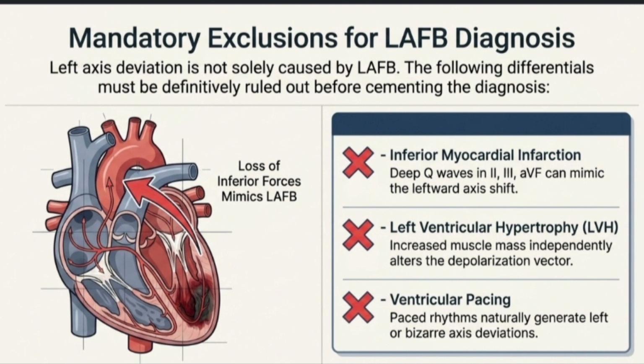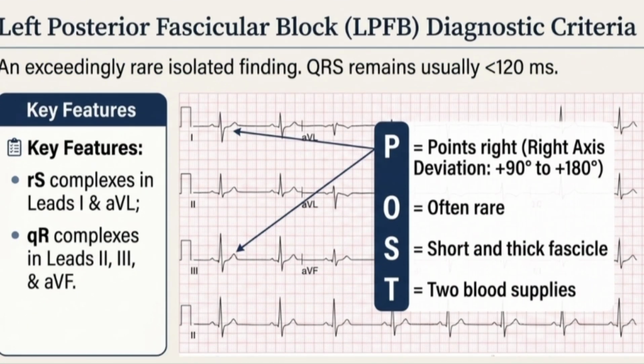Mandatory exclusions for LAFB diagnosis include other problems as well. Because left axis deviation is not only caused by LAFB, you should look for inferior MI, which may have deep Q waves in 2, 3 and aVF. It may mimic leftward axis deviation. Left ventricular hypertrophy, increased muscle mass, independently alters the depolarization vector, and ventricular pacing naturally generates left or bizarre axis deviations. Loss of inferior forces will mimic left anterior fascicular block.